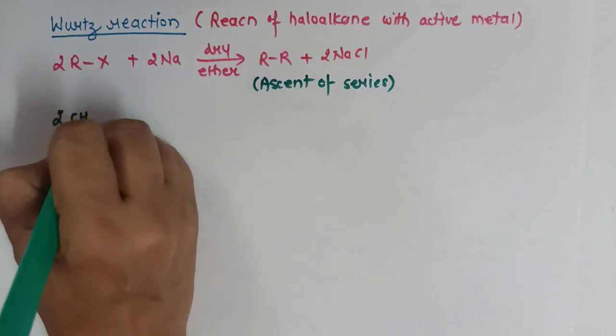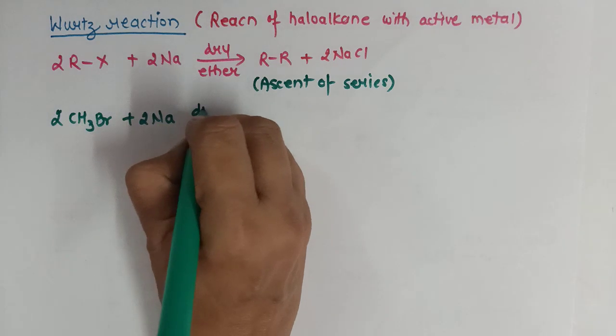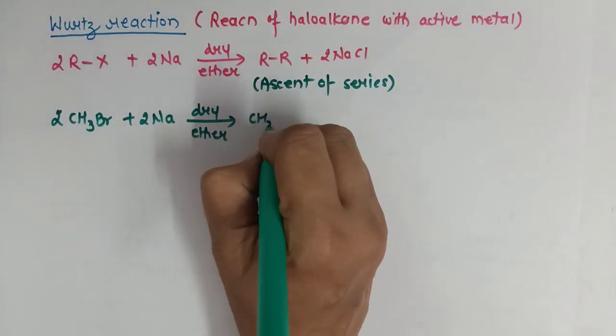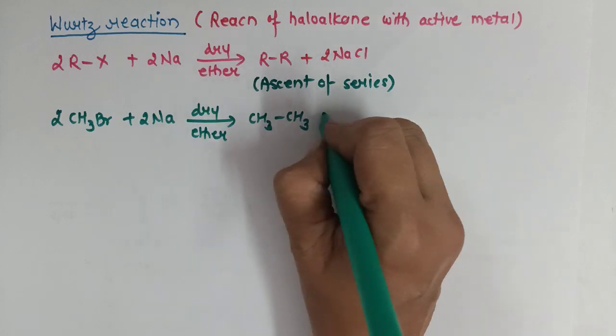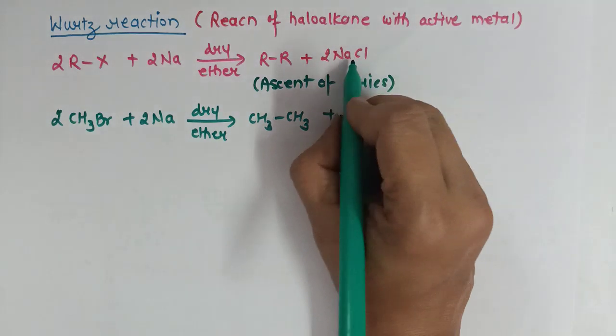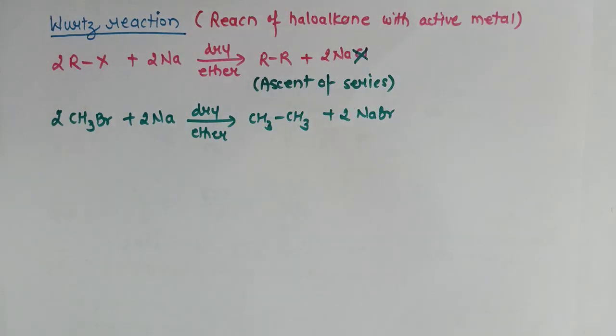2 moles of bromomethane treated with sodium in presence of dry ether gives ethane. Instead of this bromine, we will take any halogen, so it will be 2RX.